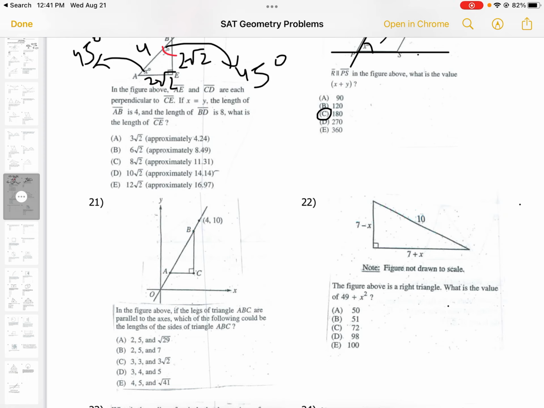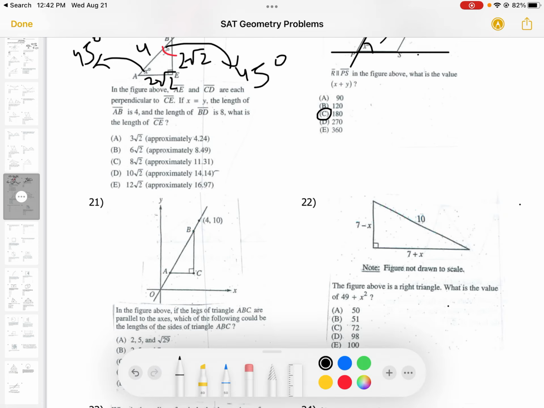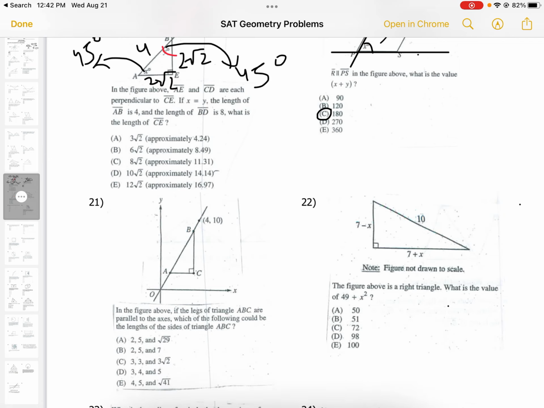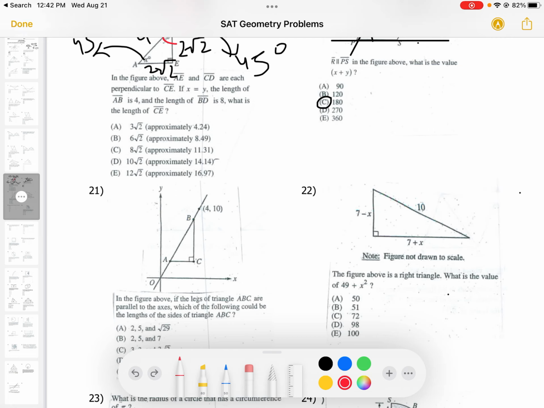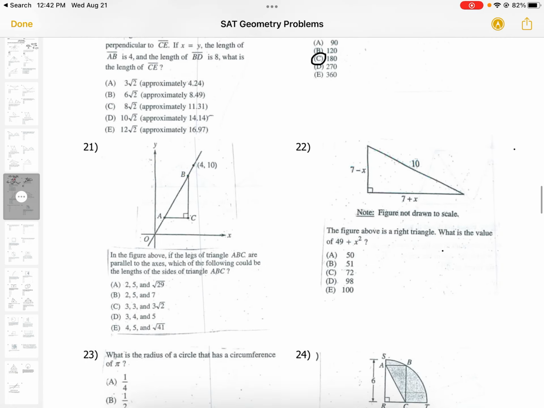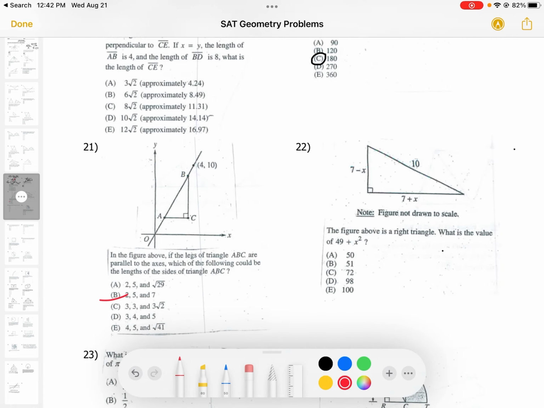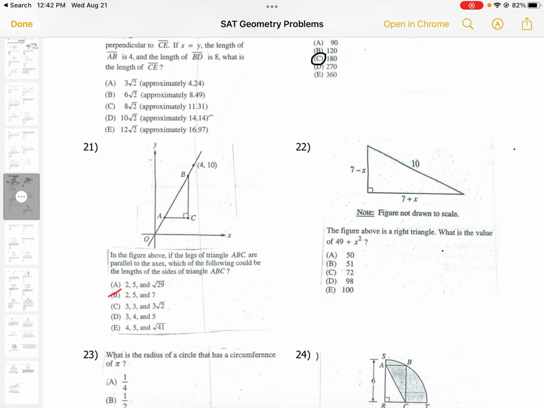Okay, in the figure above, if the legs of triangle ABC are parallel to the axes, which of the following could be the lengths of the sides of triangle ABC? First of all, triangle ABC is a right triangle. So immediately we can eliminate any options that don't satisfy the Pythagorean theorem. And here it looks like we can eliminate B because it doesn't satisfy the Pythagorean theorem. And that's all we can eliminate for now.